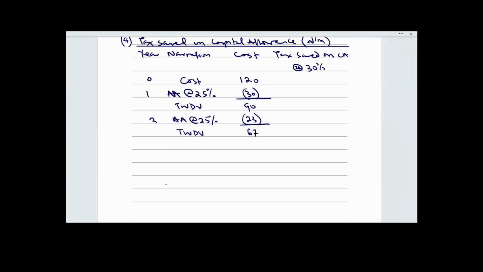Remember, the useful life of this equipment is 4 years. So we are moving to year 3. Annual allowance at 25% of 67. 67 multiplied by 0.25 equals 16.75. That's 17 rounding. So this will give us 50. This is tax written down value at the end of year 3.